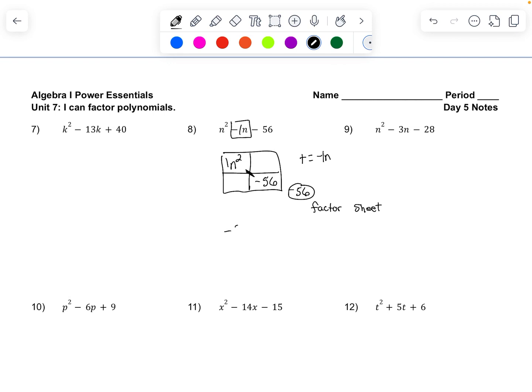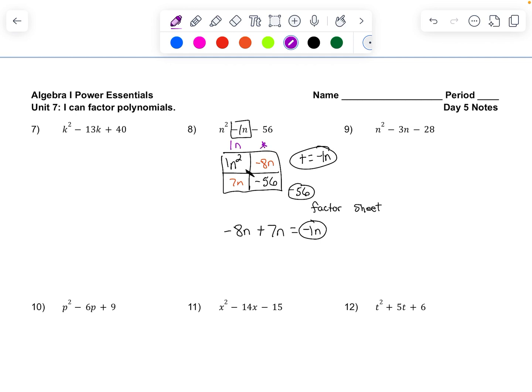So we need a negative 8n and a positive 7n. That equals our negative 1n that I needed. So we can fill in the negative 8n and the positive 7n in our remaining 2. And now our last step is to factor out each column and row. So this top left, 1 and 7, greatest common factor is 1. N to the second and n, they both have at least one n, so we can factor out an n.